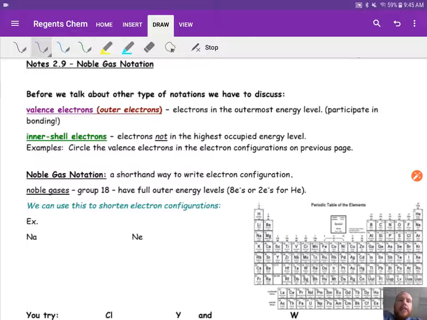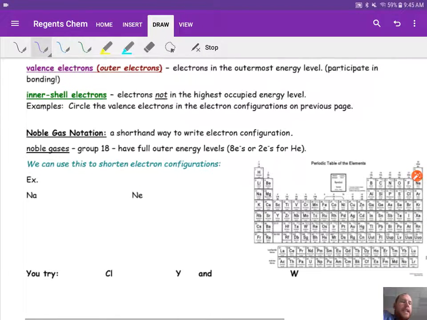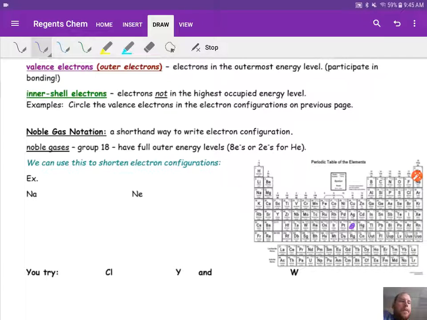Hey guys, this is video 2.9. Now we're going to talk about noble gas notation in terms of electron configurations. You may have been thinking after the last video, so what happens when we get down to something like gold on the periodic table? Do we really have to write it all the way out? And the answer to that is no.